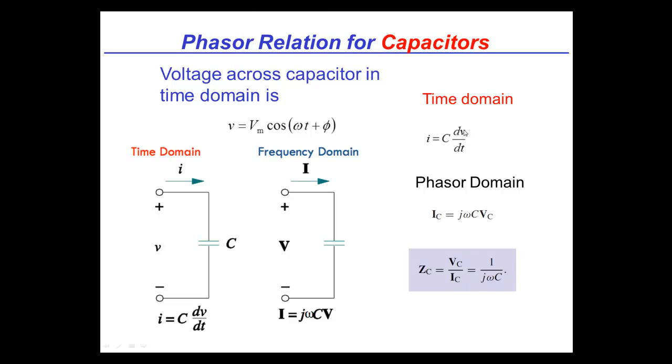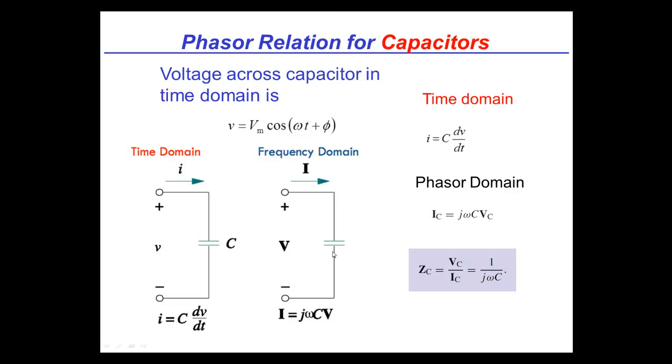Because the capacitor relationship is C dV/dt as opposed to the inductor, which was what, Michelle? L di/dt equals V. Right. So now, when we do V over I, the j omega goes into the denominator, and we get the impedance of a capacitor is equal to 1 over j omega C. Remember, in the inductor case, we had V equals j omega L I, and here we have I is equal to j omega C V, and so the impedance is the reciprocal form. Exactly.